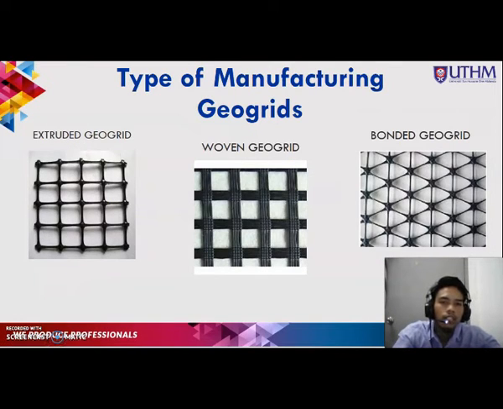Next we go to the types of manufacturing geogrid and their pictures. We have three types of manufacturing geogrid, such as extruded geogrid, woven geogrid, and bonded geogrid.